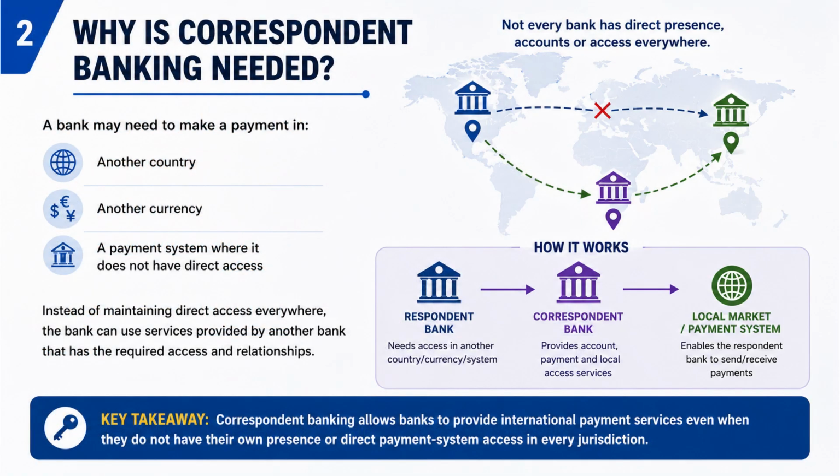A bank may need to make payments in another country, in another currency, or through a payment system where it does not have direct access. Instead of maintaining a direct presence or payment system access in every market, a bank can use the services of another bank. This is one of the key reasons correspondent banking relationships are important in international payments.